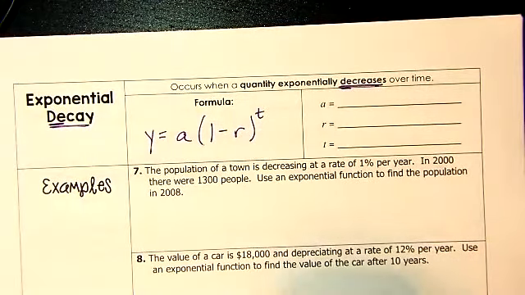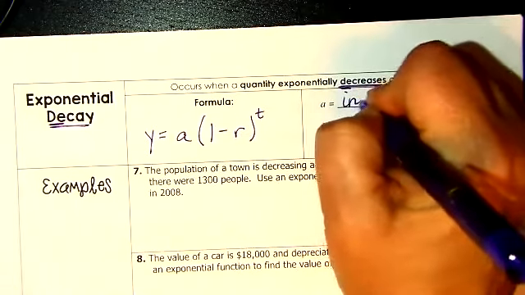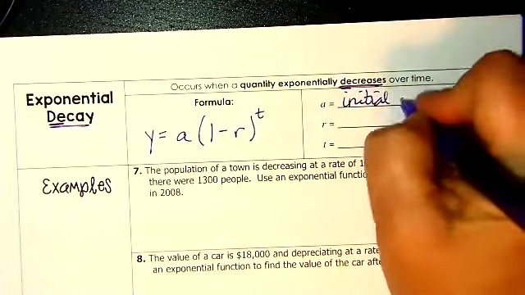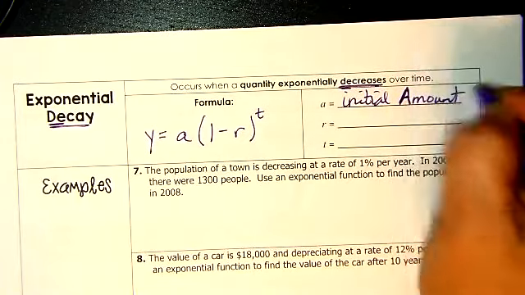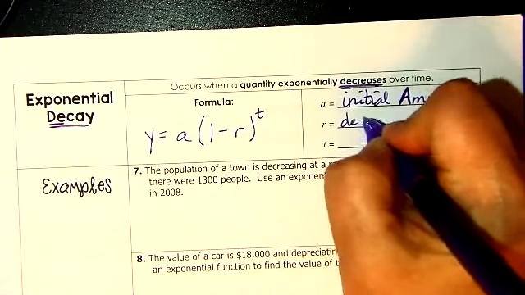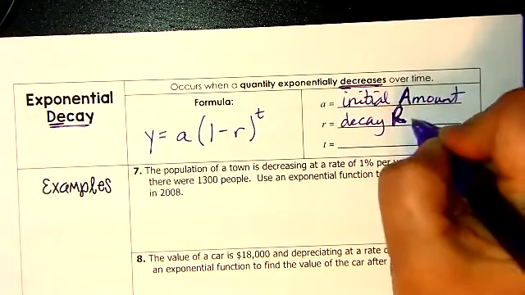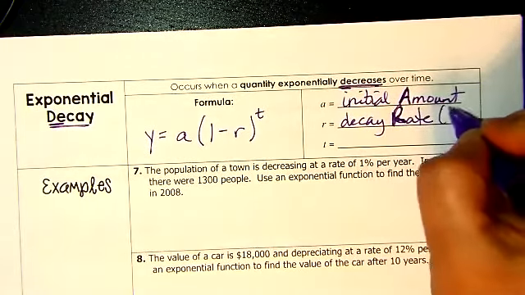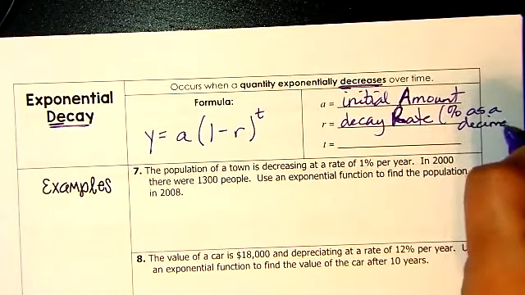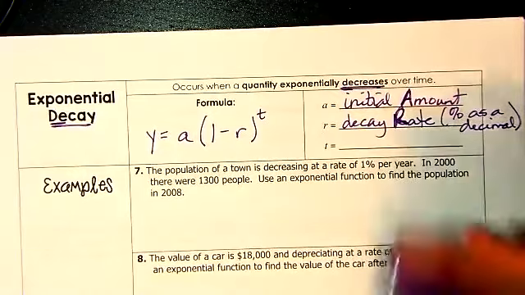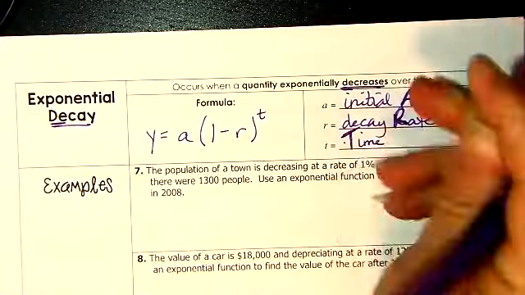The symbols mean just about the same thing. A is still the initial amount. The R, the only difference, is the decay rate. Instead of growth rate, it is the decay rate, but it's still the percent as a decimal. And the T is time.